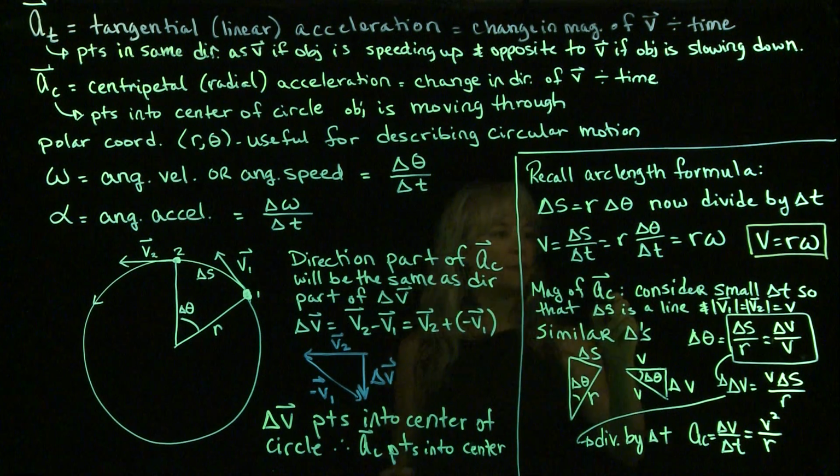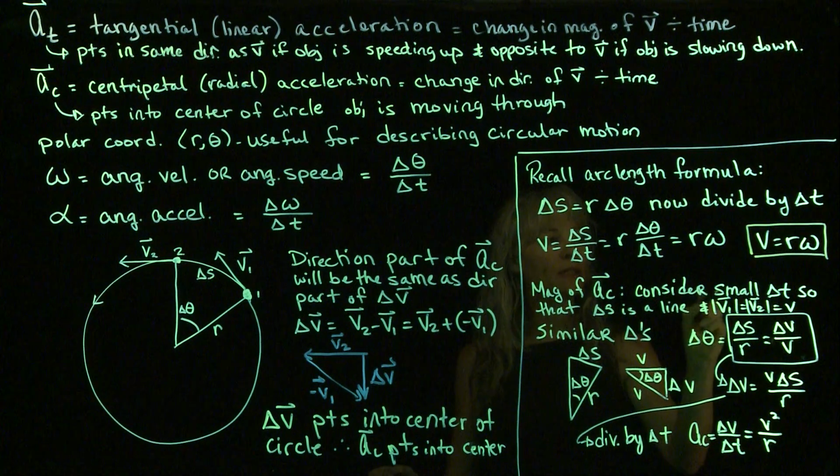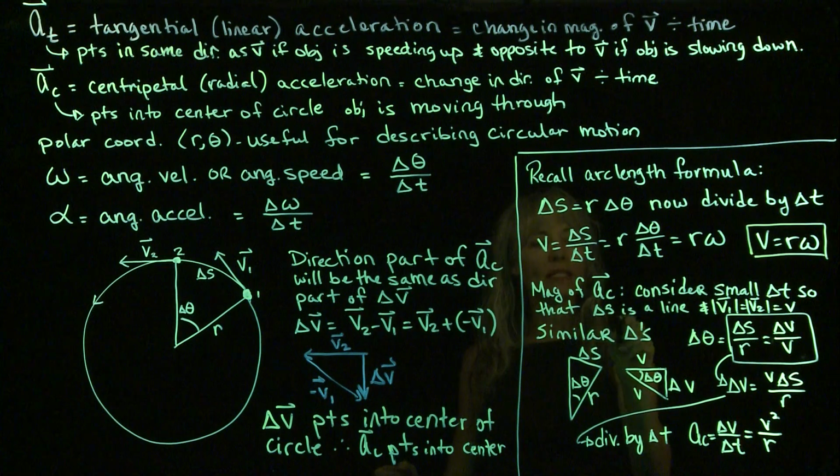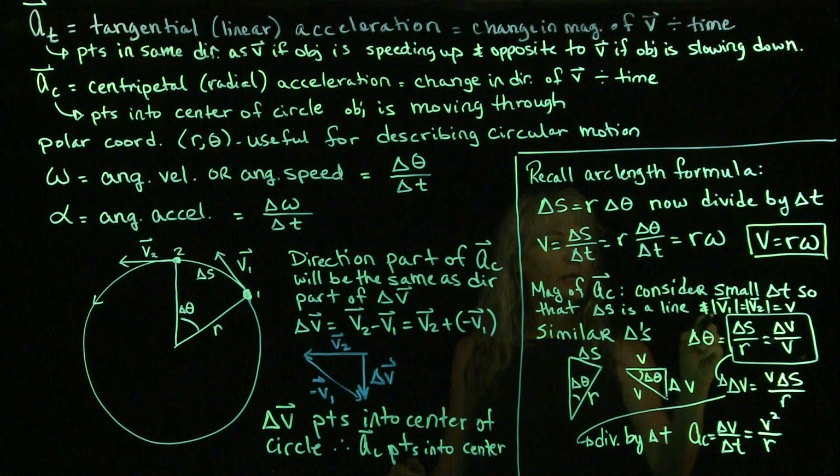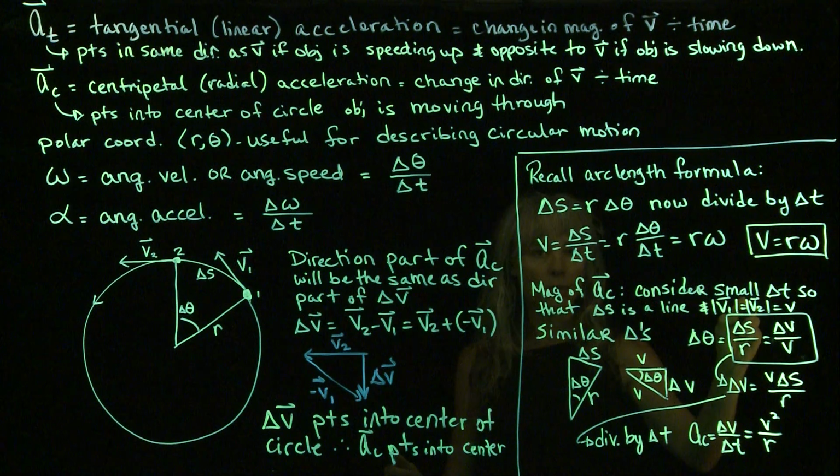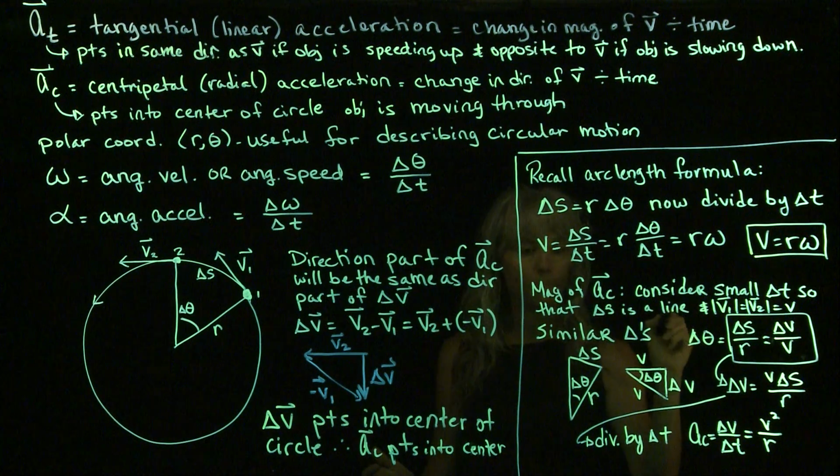Now, for the magnitude part of the centripetal acceleration, we want to consider a very small time delta t, so that delta s is basically a line, not an arc. So this is a very, very small chunk of time. And if it's a small chunk of time, then the velocity v1 and the velocity v2 are going to be the same in magnitude, and so we'll just call them v. So the magnitude of v1 and the magnitude of v2 is just going to be equal to v.